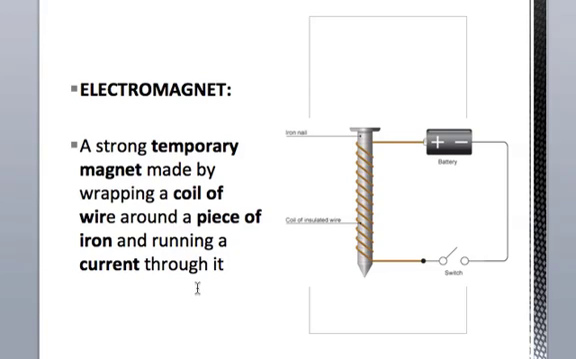An electromagnet is a strong temporary magnet which is made by wrapping a coil of wire around a piece of iron and running a current through it. We can change the strength of this electromagnet by increasing the voltage in the battery. We can run more current through the battery. We can also increase the number of loops of wire going around the nail. And we can also use bigger pieces of metal as opposed to smaller pieces of metal.